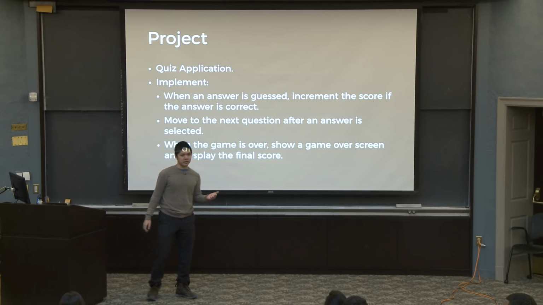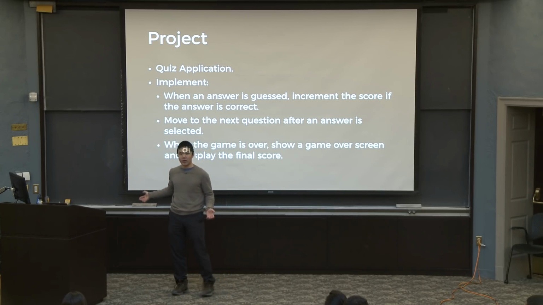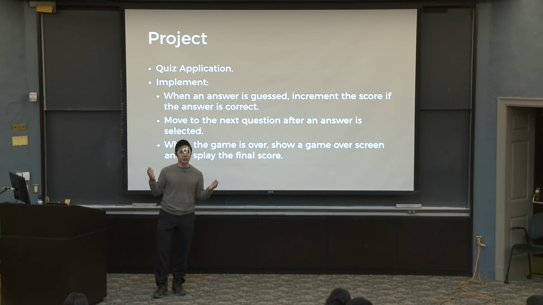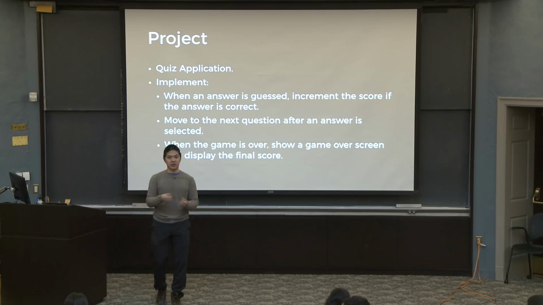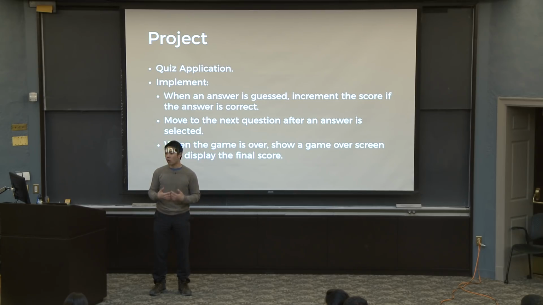And when you answer a question, we should move on to the next question. As soon as the answer is guessed, whether it's right or wrong, you should update the score and then show us what the next question is. And then once all the questions are done, we should ideally show a game over screen that might just say, quiz complete, for instance, and also shows you your final score. You got 2 out of 3 questions correct or whatnot. Questions about what the project is?